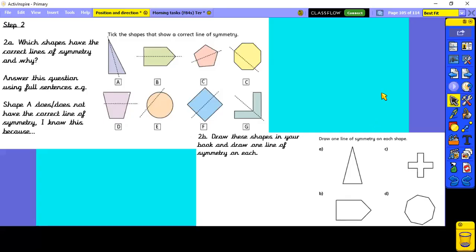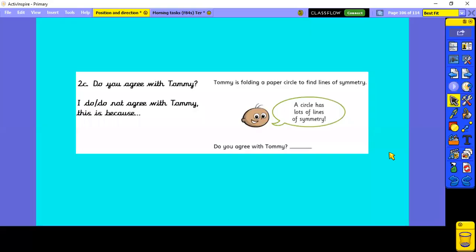Okay, so year 5, I've now got the step 2 questions of the worksheet on the screen for you to complete in your books. So step 2A looks at correct lines of symmetry and whether you think these are the correct lines of symmetry or not. And then 2B involves you drawing these shapes in your book and drawing at least 1 line of symmetry on each shape. If you feel like you're confident to do more than 1 line of symmetry, that is fine as well. So pause the video to complete step 2 of the worksheet in your books now. Okay, and we've got 2C of the step 2 worksheet on the screen for you now. So it links back to our circle fact. So you should be able to answer this one nice and easy.